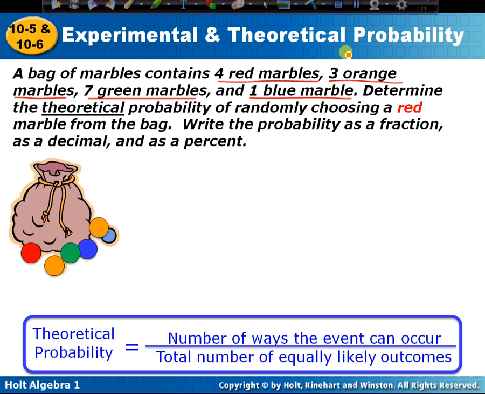Okay. The next example we're going to look at says a bag of marbles contains 4 red marbles. So I want you to write 4 red. 3 orange marbles. I want you to write 3 orange. 7 green marbles. I want you to write 7 green. And 1 blue marble. I want you to write 1 blue. So you should have 4 red, 3 orange, 7 green, and 1 blue.